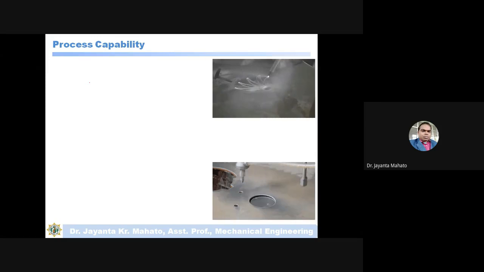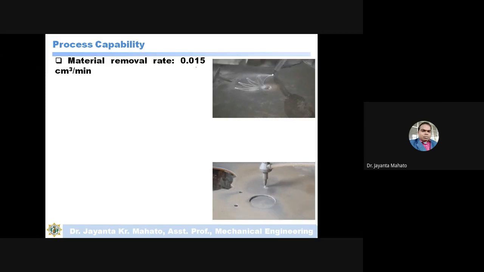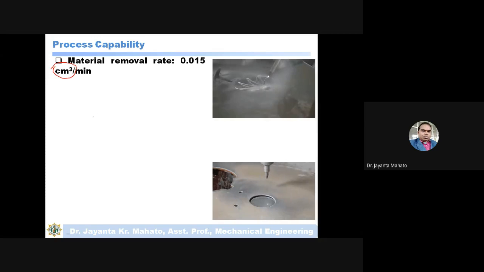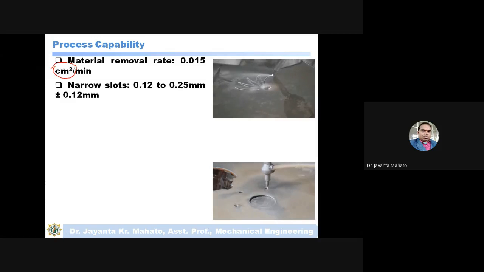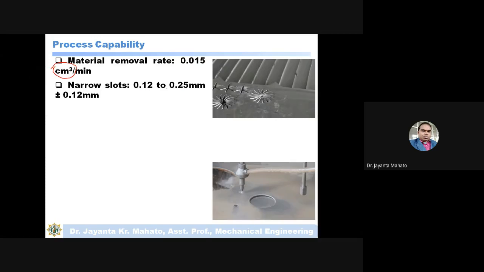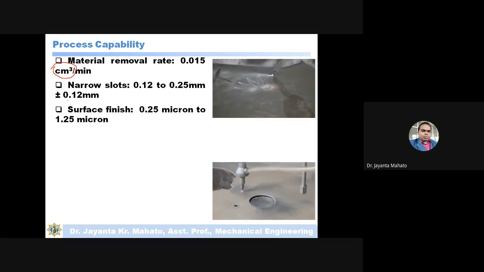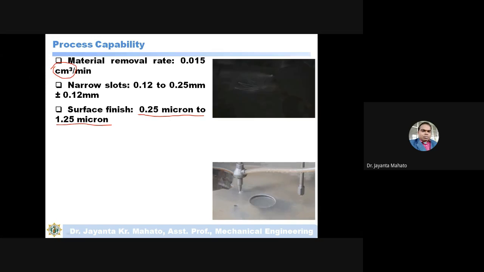Process capability: the material removal rate by this process, abrasive jet machining, is around 0.015 cubic centimeter per minute, means in a minute 0.015 cubic centimeter volume of material can be removed by this process. Narrow slot: by this process we can create a slot of 0.12 to 0.25 mm, with a tolerance of plus minus 0.12 mm. Surface finish: by this machining you will get a surface finish of around 0.25 micron to 1.25 micron. So a very good surface finish you can get by this machining process.